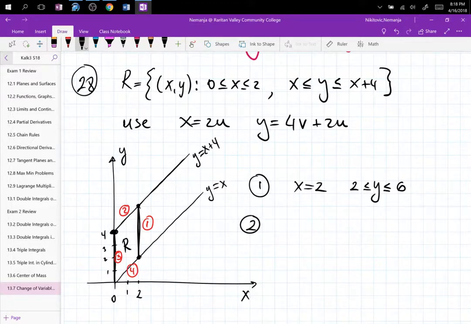Line number 2 is our good old line y equals x plus 4, and x is stuck between 0 and 2.